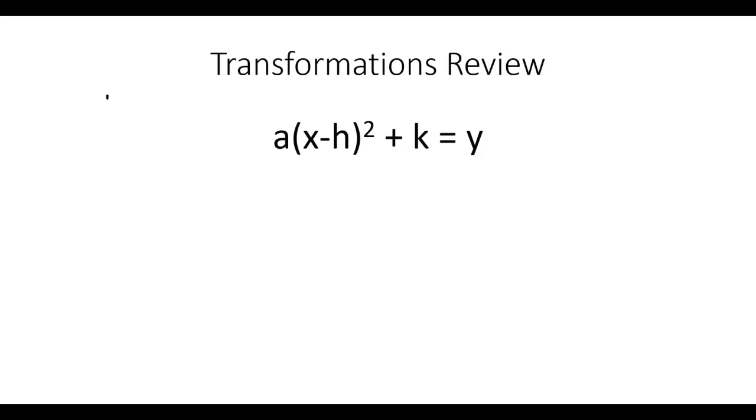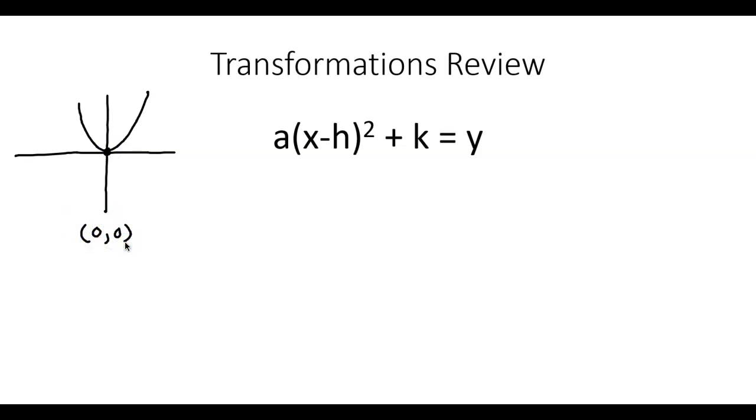Now, we saw earlier that the graph of a quadratic looks like this. So what are the coordinates of the vertex? 0, 0. Good job. So my vertex is here, and those coordinates would be 0, 0.